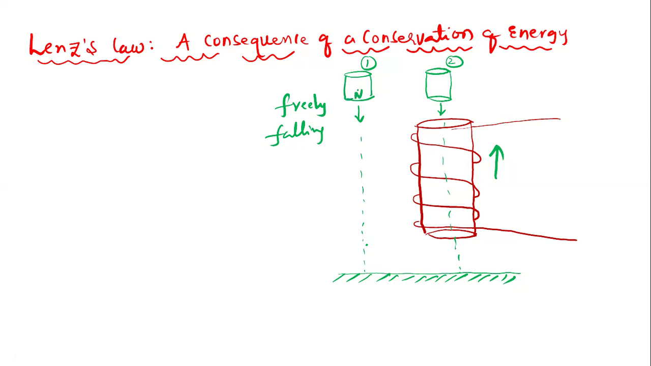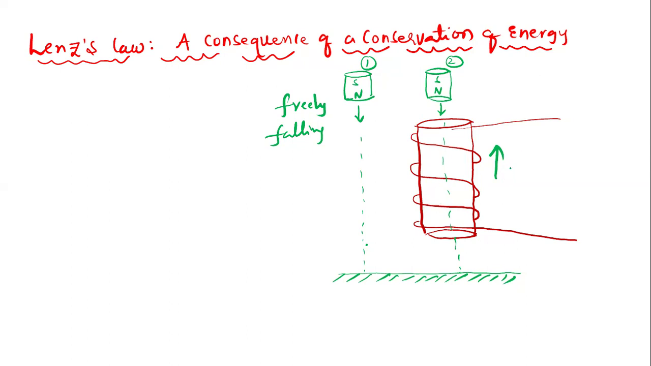Magnet in the sense, let's say north pole here, south pole here. Now the magnet is falling down. This magnet will fall like a freely falling body only. But what about this magnet here? It will try to oppose.